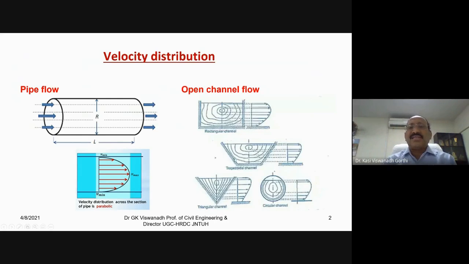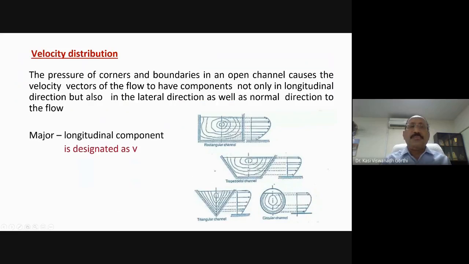At a given section, if the distribution of the velocity is presented in graphical form, we get a shape like this, with non-maximum velocity at the channel boundary and at the free surface, but maximum velocity slightly below the free surface. Similarly, the velocity at the channel boundary is not 0. Let us have a discussion about this velocity distribution.